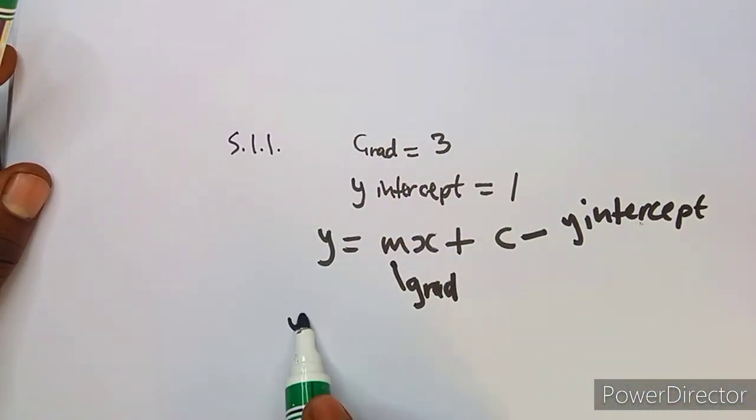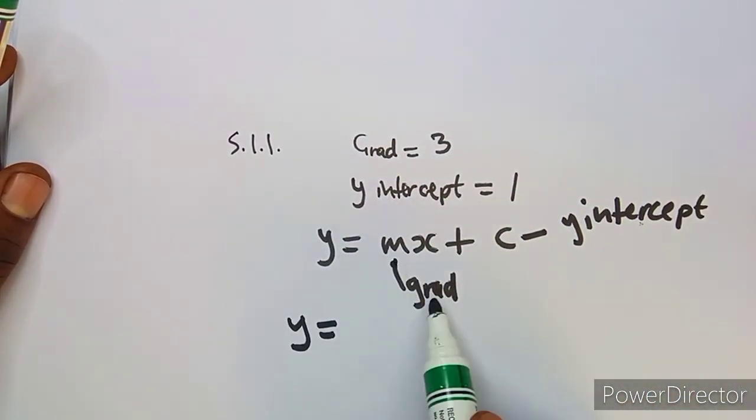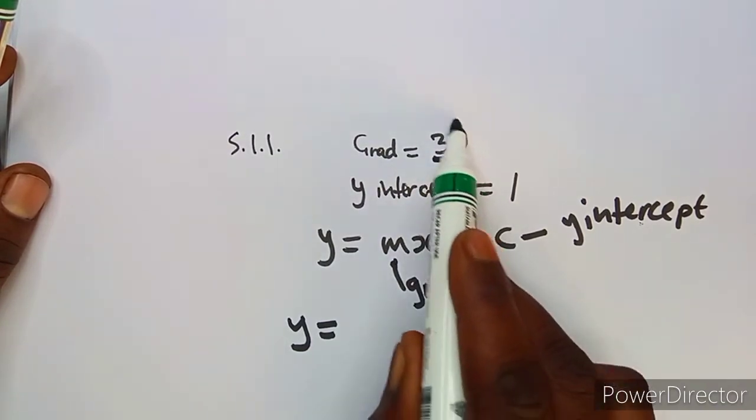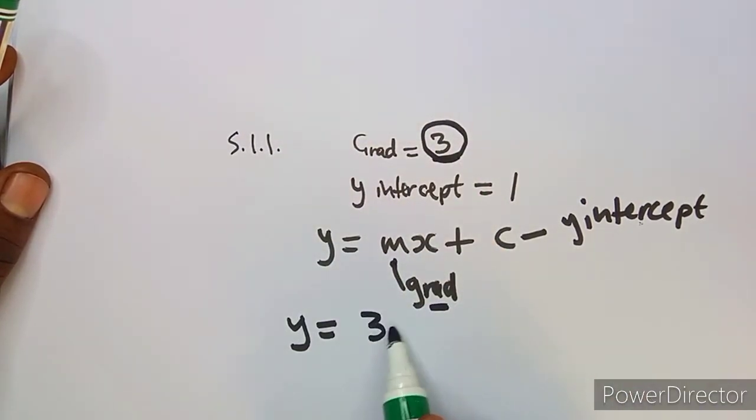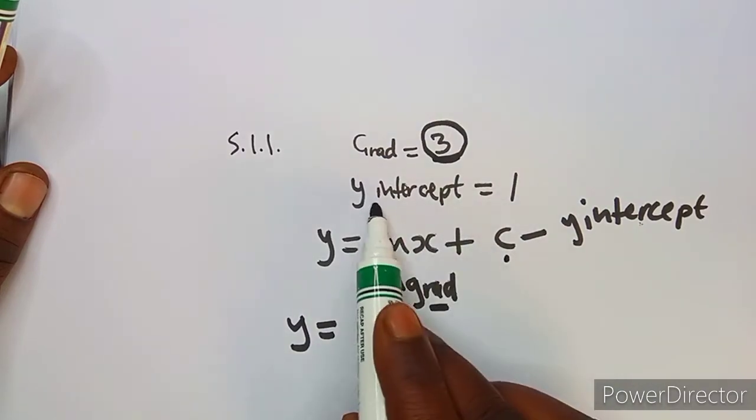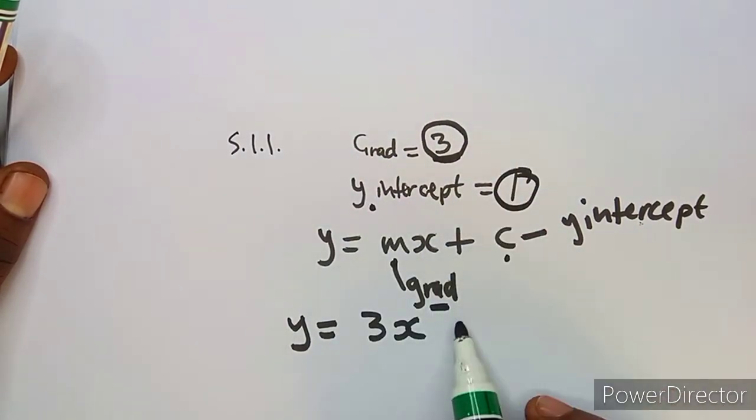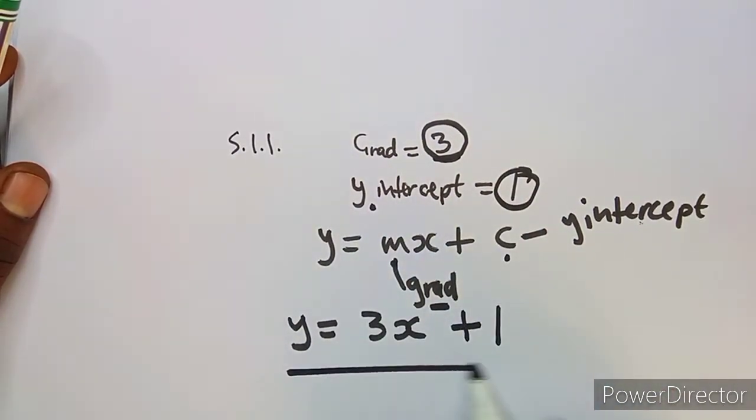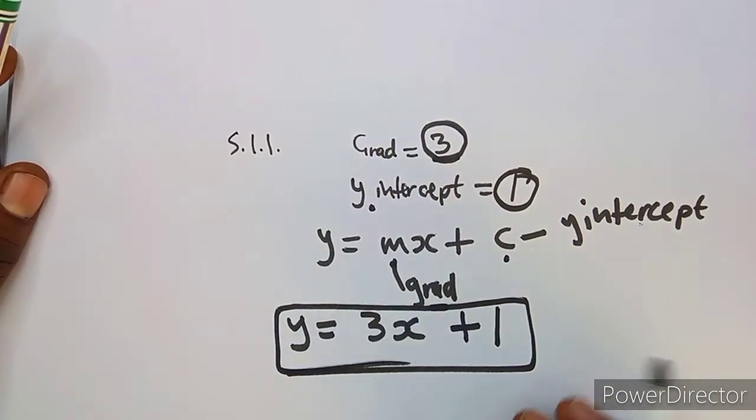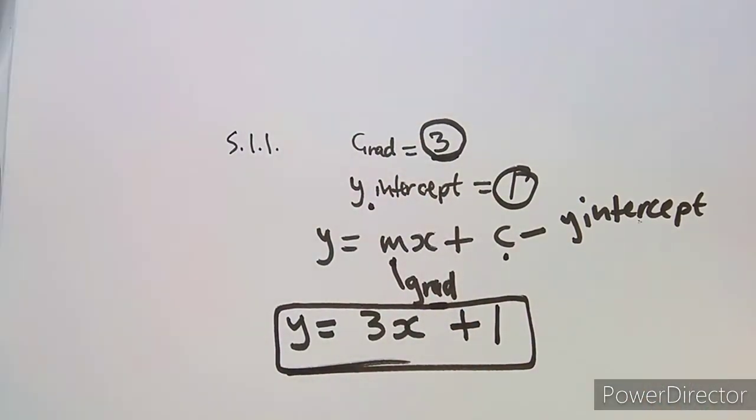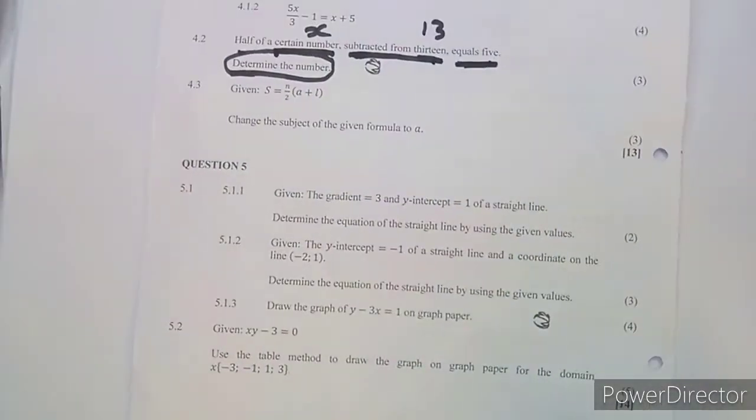So you're just going to substitute y is equal to m, which is the gradient. So the gradient is 3. So it's going to be 3x. C, the y-intercept, which is 1. So it's going to be plus 1 like that. So these guys, they are very clever. They just wanted you to substitute. They want you to know the properties of this straight line, not just to memorize, but to know it actually. Okay, so that's it on this part.